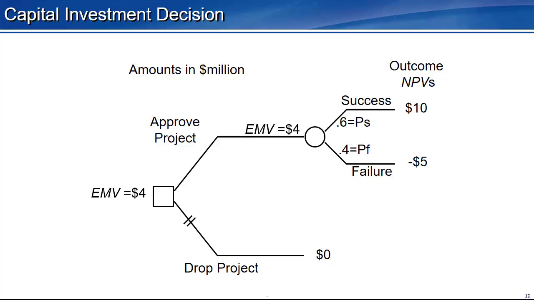However, over a long run, many investments like this will add $4 million NPV on average to the company. This decision tree assumes the EMV decision policy, which represents a neutral risk attitude. Would you approve this risky investment?